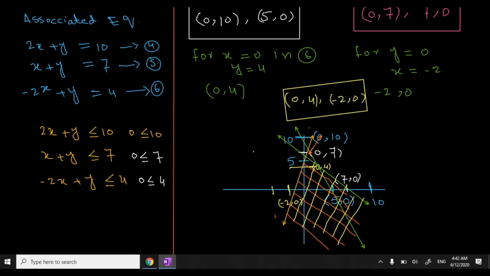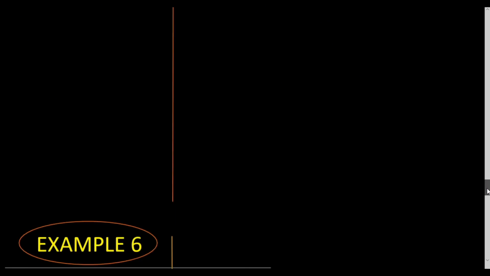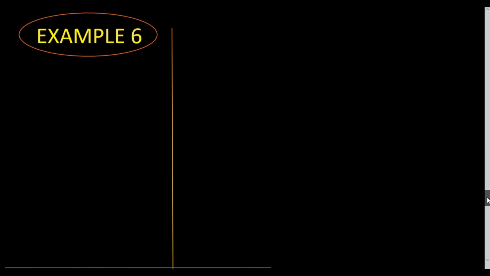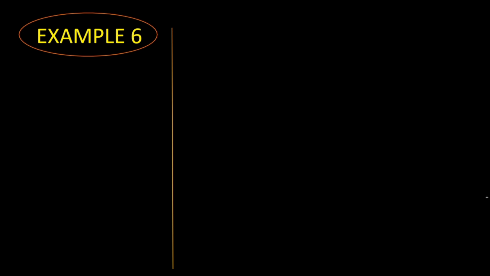So our example is 3x minus 2y greater than or equal to 3, and x plus 4y less than or equal to 12, and 3x plus y less than or equal to, again, 12.